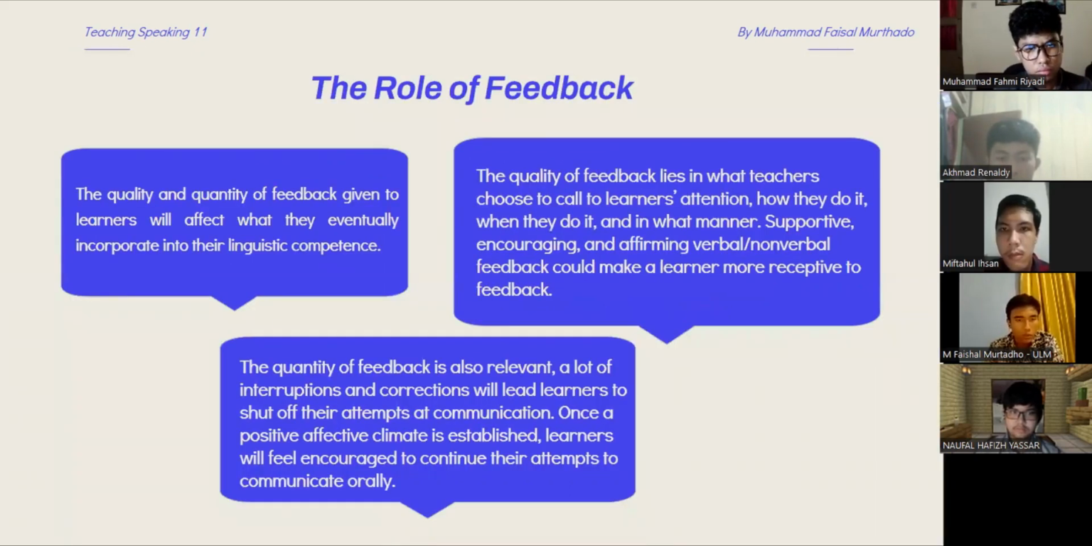The role of feedback. One of the keys to successful L2 learning lies in the feedback that a learner receives from others. Research has shown that the quality and quantity of feedback given to learners will affect what they eventually incorporate into their linguistic competence. The quality of feedback lies in what teachers choose to call to learners' attention, how they do it, when they do it, and in what manner.